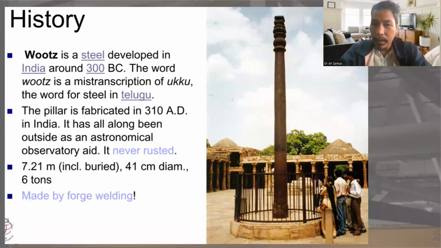So, for example, the average height of those persons is about 5'5". So you can compare it to the height of the pillar or the structure. It is made by forge welding. Imagine the technology used. There is no equipment, there is no machinery, but they can forge. So it never rusted. Those are important things to know: historical value, never rusted, forge welding.